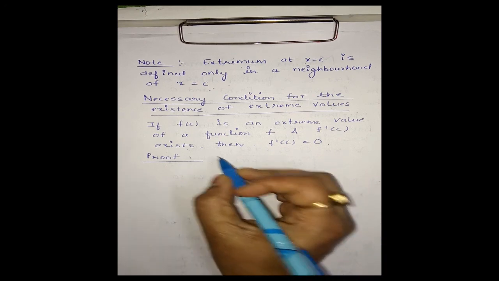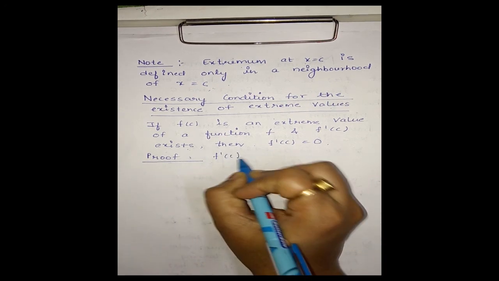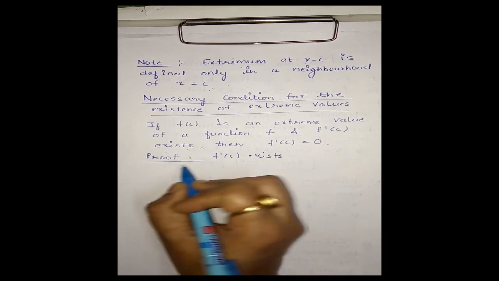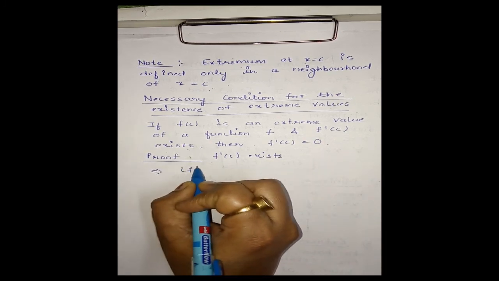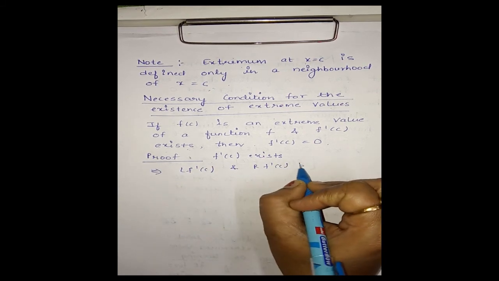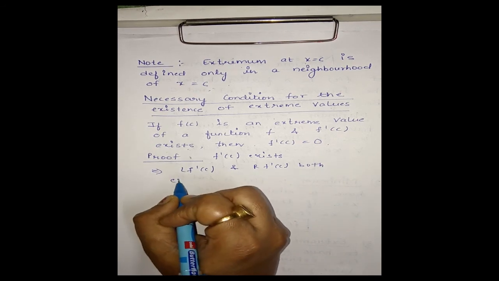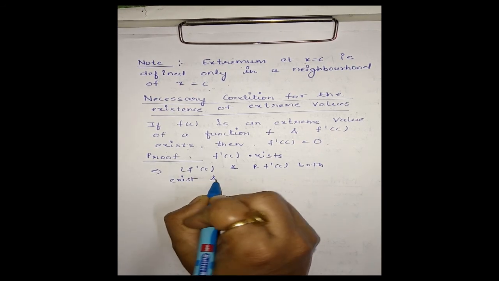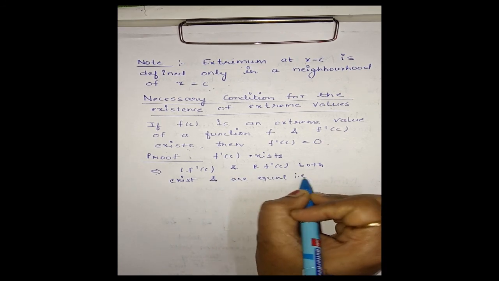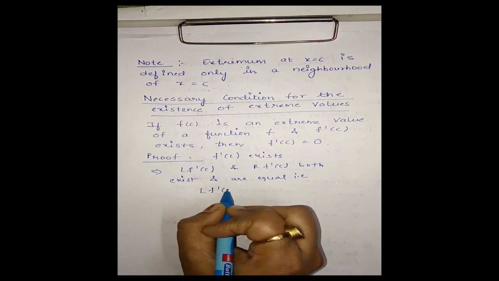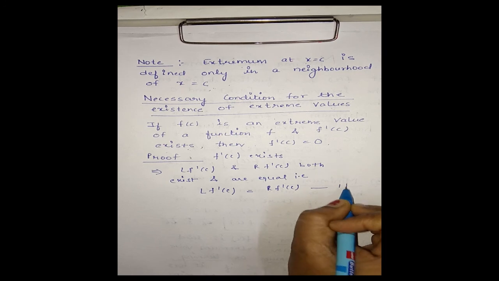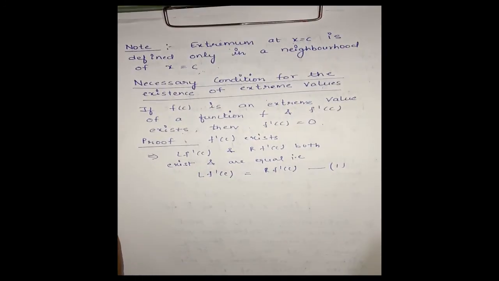We are given that f dash c exists, which means the derivative exists. This means the left hand derivative and the right hand derivative both exist and are equal. That is, the left hand limit is equal to the right hand limit. This is the result of differentiability of a function.